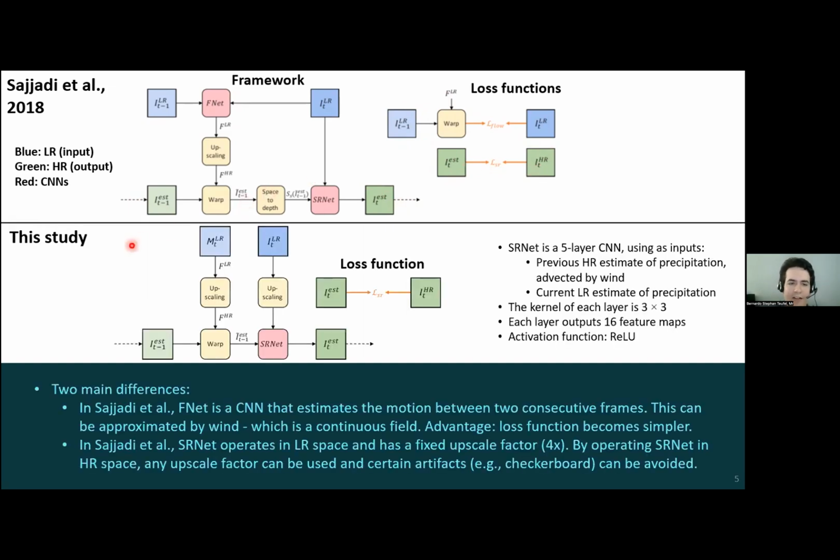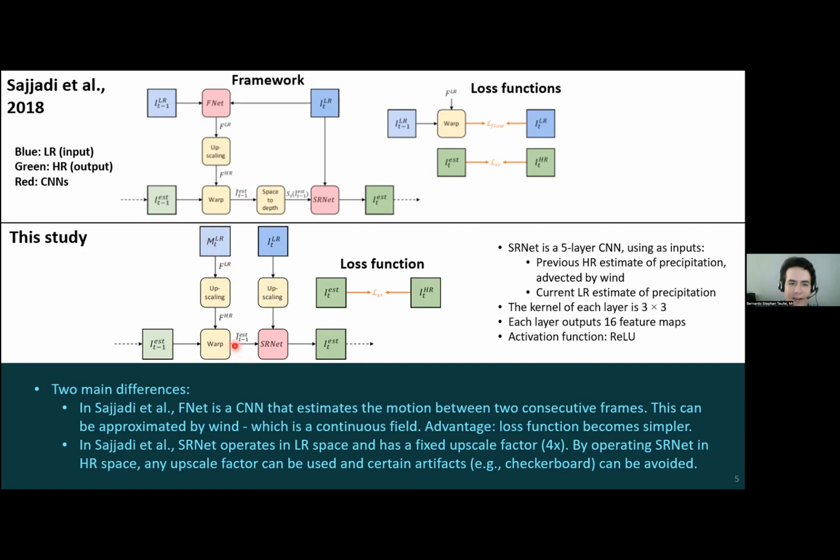So in our study, we did some modifications to do this for precipitation. One of the modifications is that we replaced FNet with an estimated storm motion, which we derive from storm level winds, which we get from the model. This is more physical than just trying to estimate it from the motion of precipitation itself.